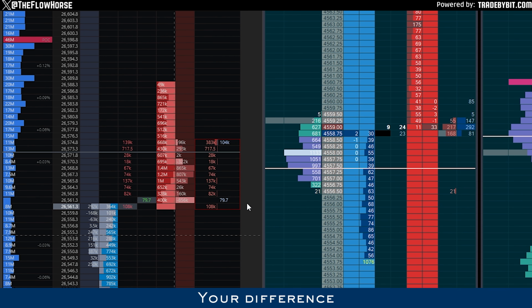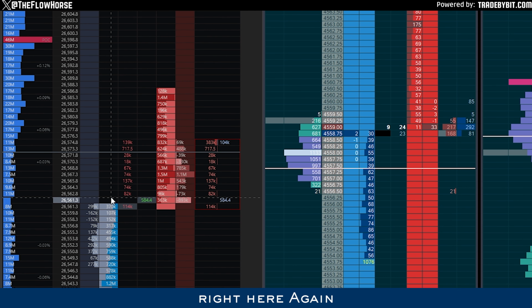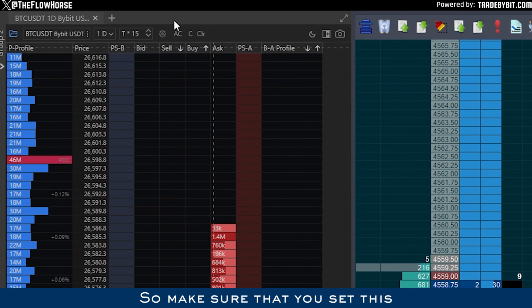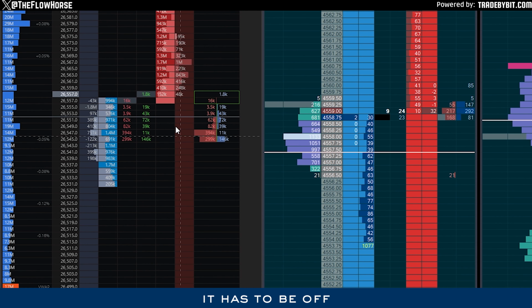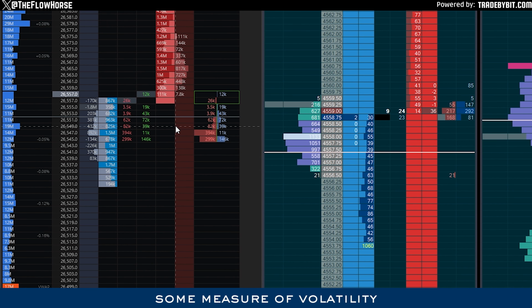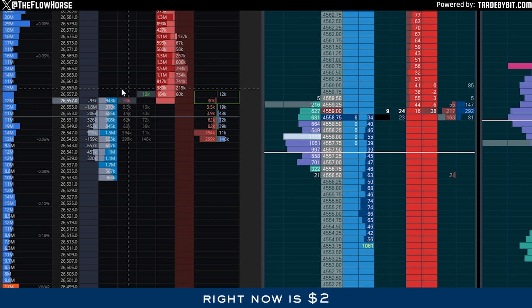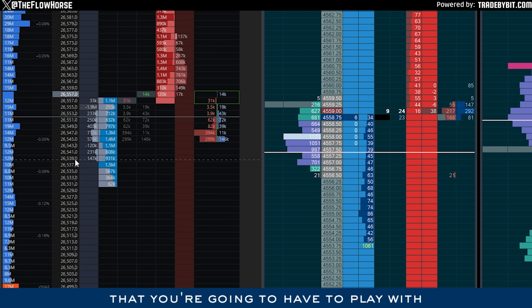Other than that, your difference right here, again, like I said, is the tick value. So make sure that you set this. I would say set this 20 and up if you're looking at BTC. It has to be off some measure of volatility. And I think the best setting right now is $2, but this is something that you're going to have to play with and adjust as you move forward.